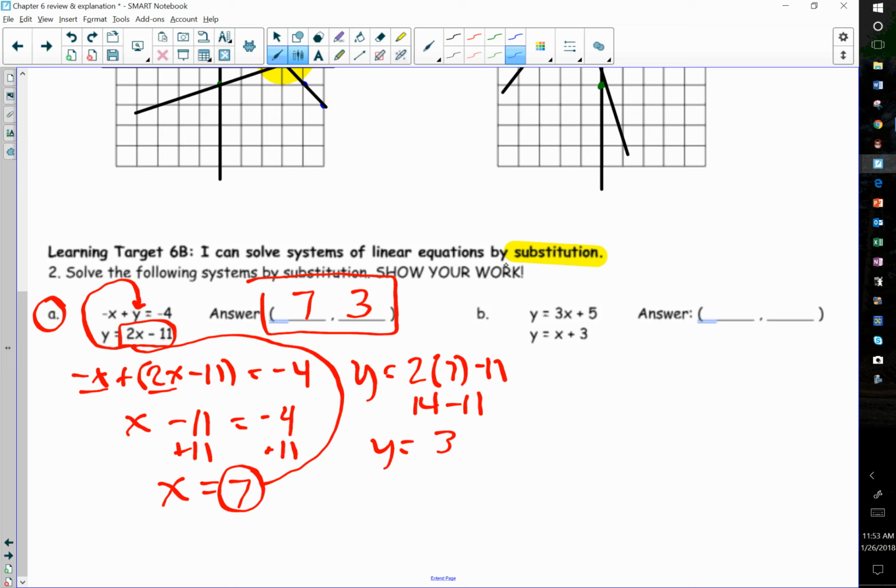Okay, the second example of a substitution, the system is written a lot like a graphing system would be written, but you have to use substitution. So I take what y equals, and I put it in the first equation in place of y.